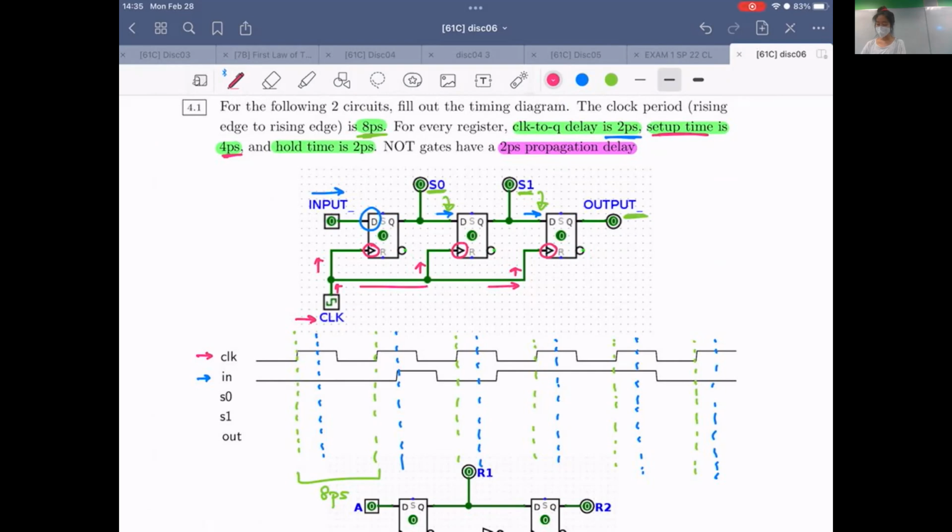Sure, theoretically our setup time over here would be 4 picoseconds, but we don't really want to think about that because we only care about things that come after our first rising clock edge. So in theory, the first setup time that we care about would fall somewhere along here.